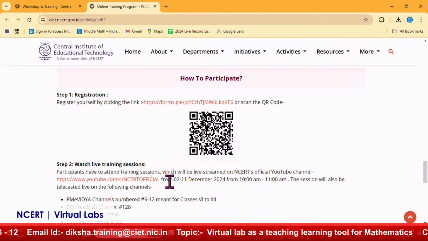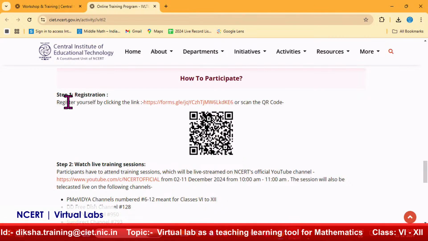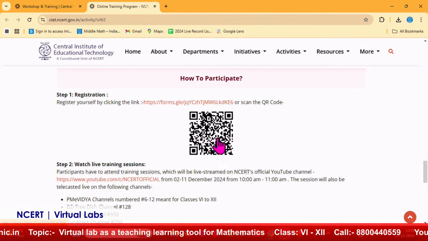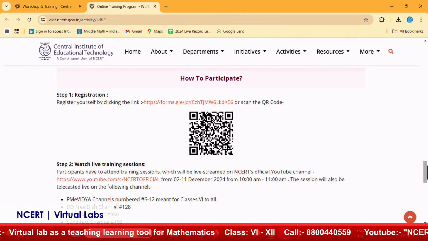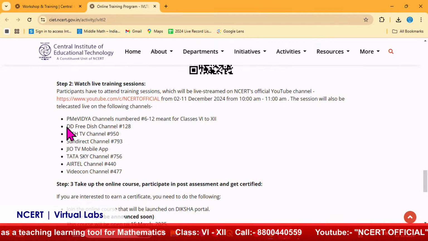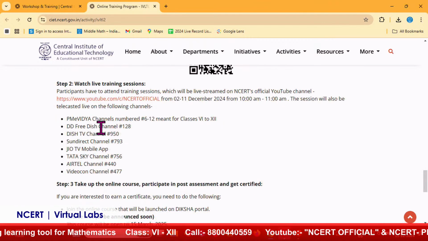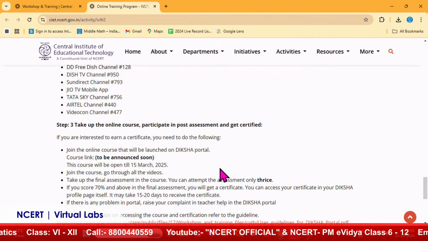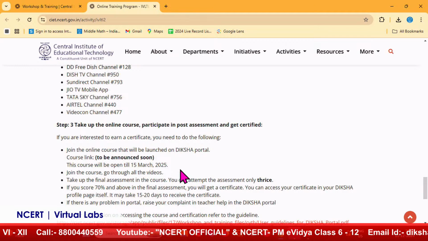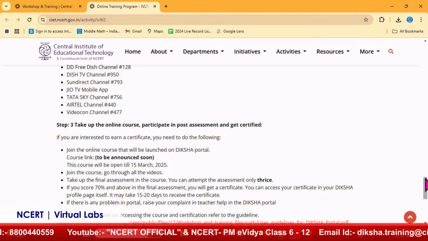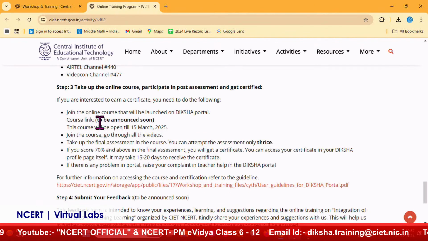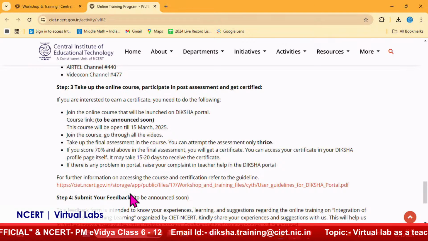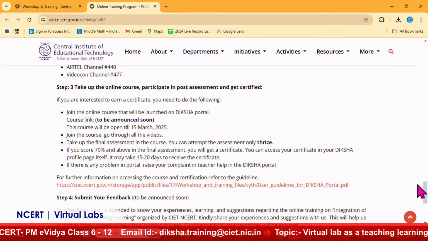Now, how to participate? There are certain steps that you need to follow. Step 1 is registration. You have to register yourself, so click on the link or scan this QR code. Secondly, you have to watch all our sessions very attentively, which are streaming live on different platforms of ours. Then step 3, you can participate in the assessment, and if you score more than 70%, you will get yourself a certificate also. So here you will find all the details, when the link will be opened, when it will be closed, and there are certain guidelines also, so please go through them.